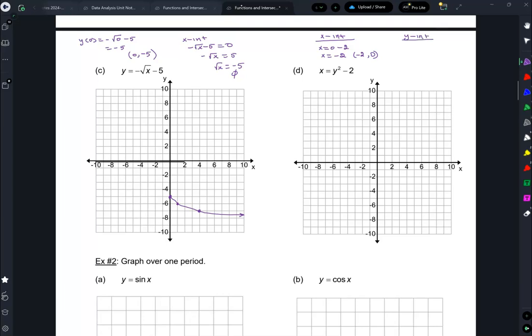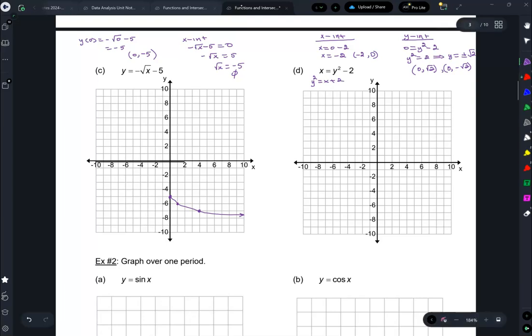Y-intercept, x has to be 0. So y squared equals 2. Y is plus or minus root 2. Right? Now, I want to graph this guy. Right? Why don't I solve it for y before I graph it? Because I know how to do that. So here we get y squared is equal to x plus 2.